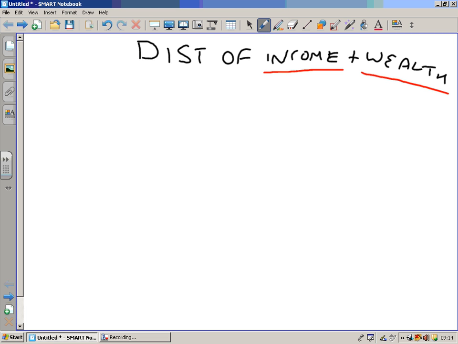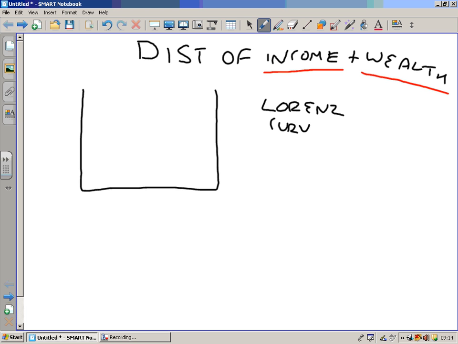What I want us to cover in this topic is the distribution of income in effect now, and we can measure this through something called the Gini coefficient. Before we get there, what we need to look at is something we call the Lorenz curve. Now, what I'm going to stick on the axes is percentage of population and percentage of income.